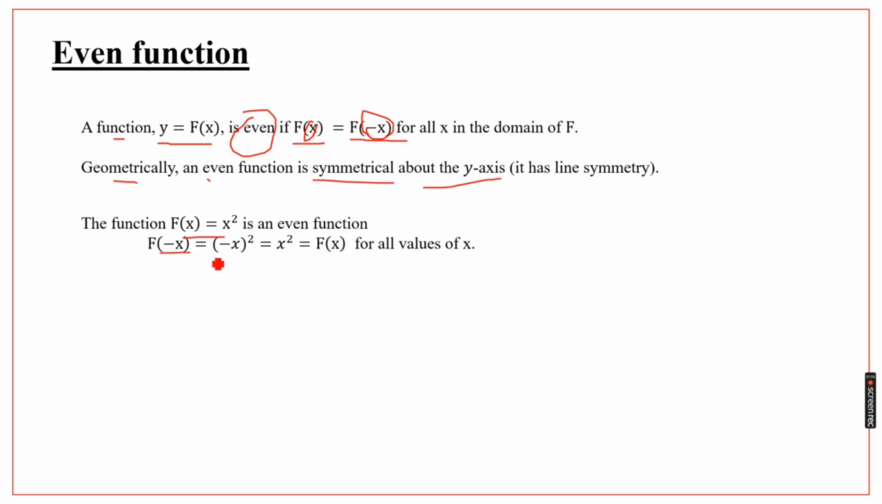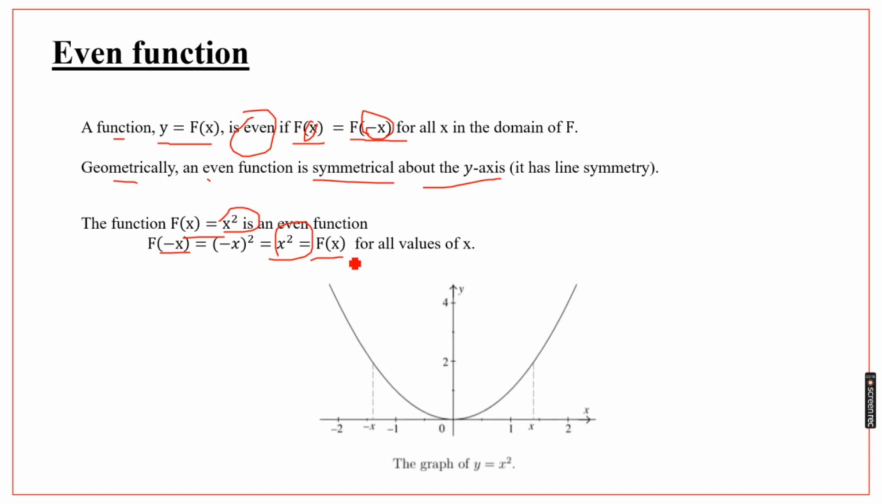So f of negative x, and negative x means negative x squared, because our f of x is equal to x squared. So it is x squared, equal to f of x, which means there is no difference between f of negative x and f of x for all values of x. So f of x equals x squared is an even function. The graph looks like this.